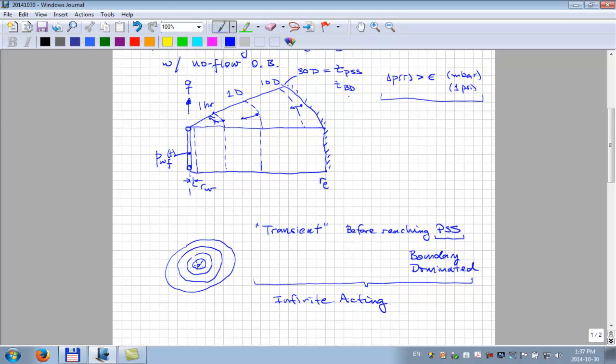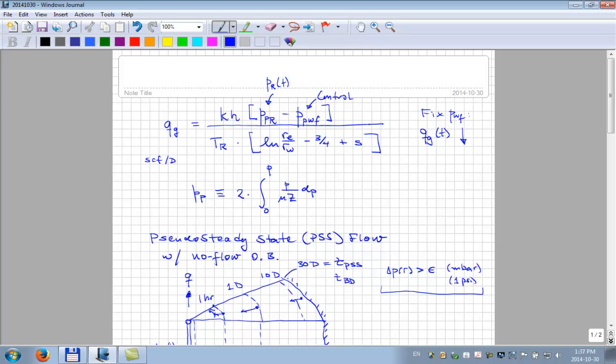So we're going to talk about the behavior of the well from 0 to 30 days, during this transient period. Because once you reach 30 days, we can use this equation up here, as long as you keep it on a fixed rate or fixed bottom hole pressure and don't change the system.